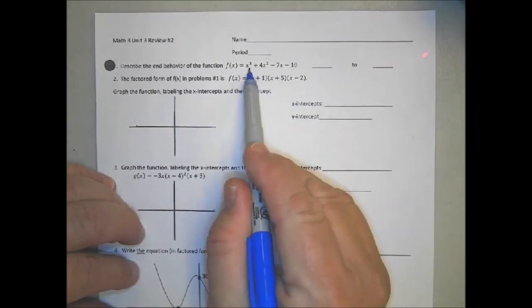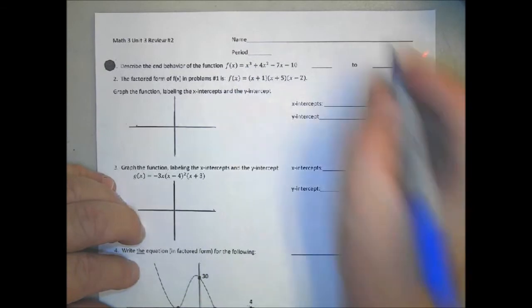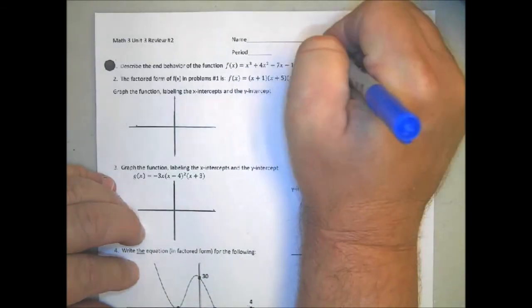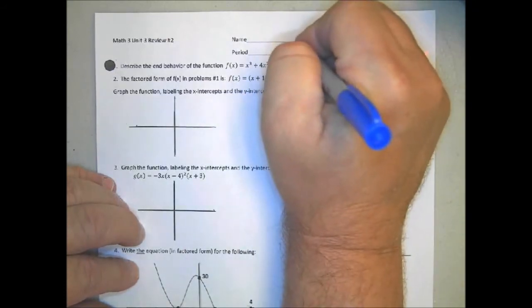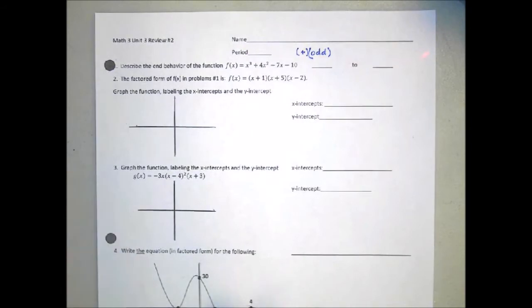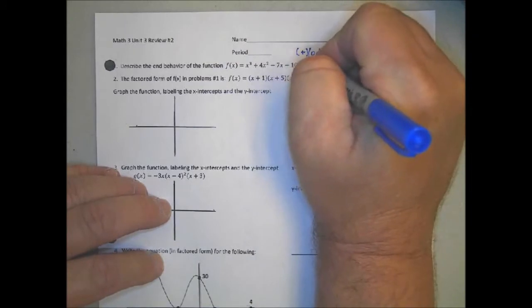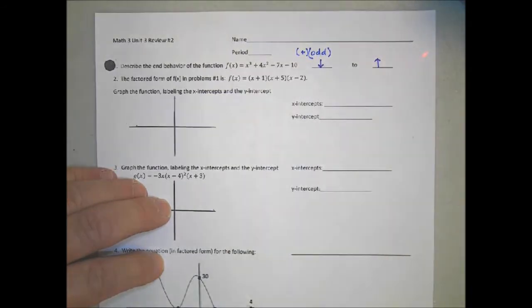It all depends on the highest degree of x, so this is x cubed, so we know it's odd. And we also know the leading coefficient of that term is positive. So the rules for positive odd are low to high. So the graph should go from low to high.